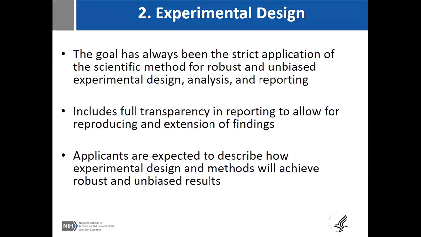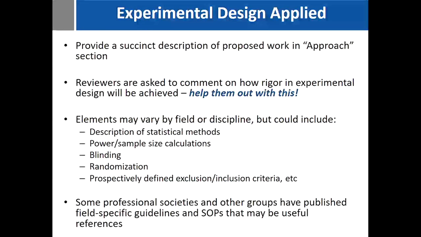So, in a more practical sense, what does that mean? We know that there are page limits. We're looking for a succinct description with the necessary important details, and I'll show you an example on the next page. But an important point to note here is that reviewers are asked in study section to specifically comment on how rigor in experimental design will be achieved. And so my biggest message for you today is help them out. Help them out with this.